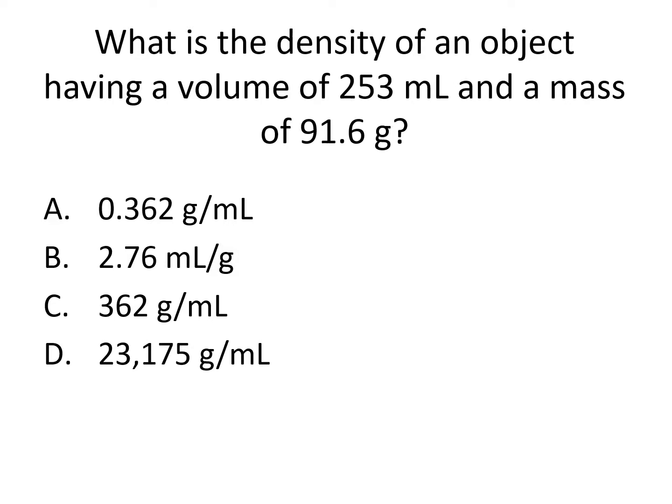In this poll question, you are using your density equation to find density of an object having a volume of 253 milliliters and a mass of 91.6 grams. Is the answer A, 0.362 grams per milliliter, B, 2.76 milliliters per gram, C, 362 grams per milliliter, or D, 23,175 grams per milliliter.